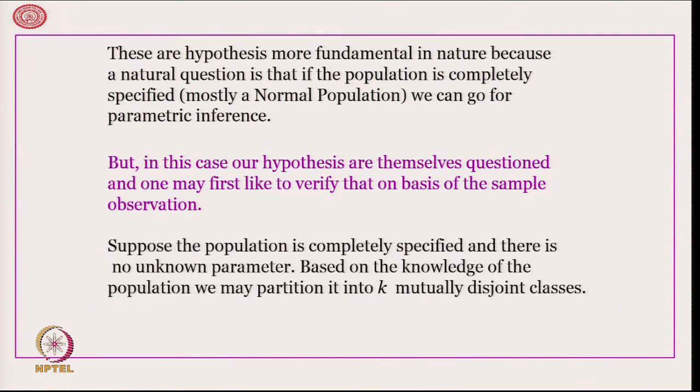So, how to do that? Suppose the population is completely specified and there is no unknown parameter. We know that if there is no unknown parameter, then the density is completely known to us, and therefore, the distribution is known to us. Based on that knowledge, what do we do? We try to partition the entire sample space into k mutually disjoint classes.